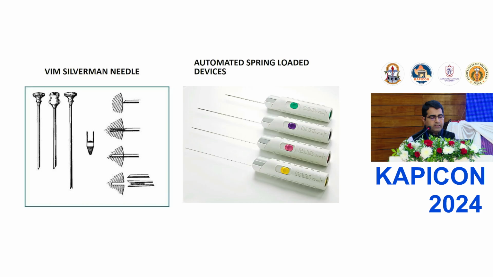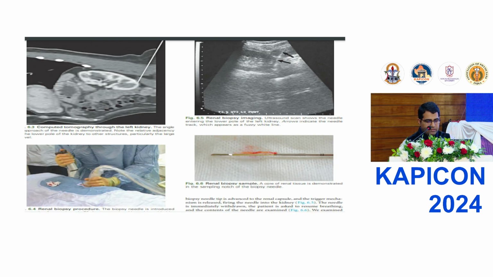Earlier there was the Vim-Silverman needle, and now we have automated spring-loaded devices with particular gauges. The higher the gauge number, the fewer the complications, but the yield of tissue is very low. This is how the tissue looks when we take a kidney biopsy, and this is how we do it ultrasound-guided in real time. We actually see the kidney, the cortex and medulla are identified, and the needle is put in. We ask the patient to hold the breath for 5 seconds, ensure that the needle is sitting just above the cortex, and we shoot the gun.